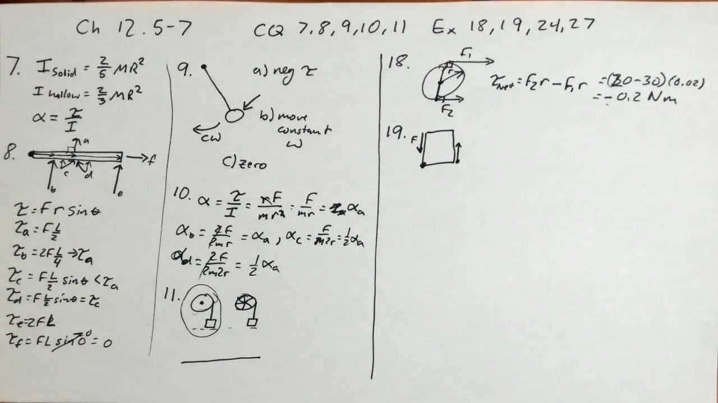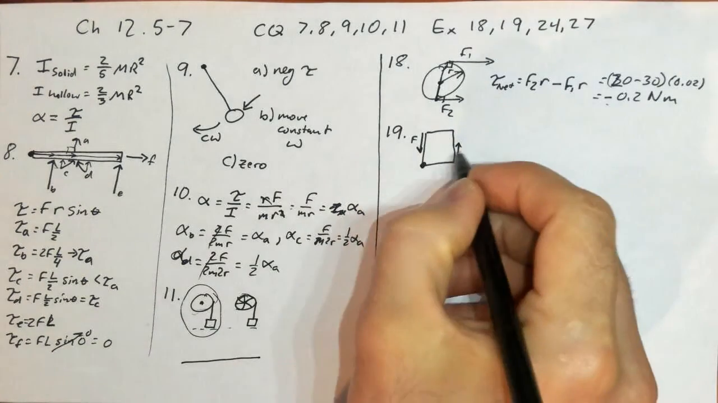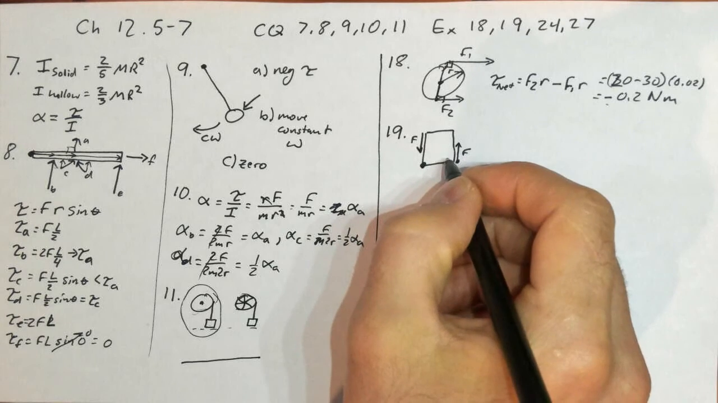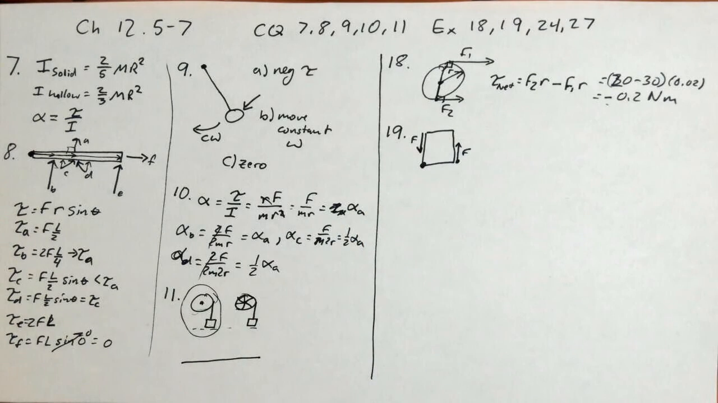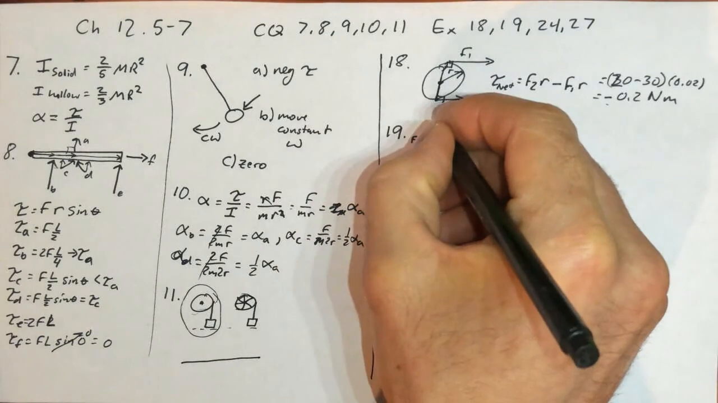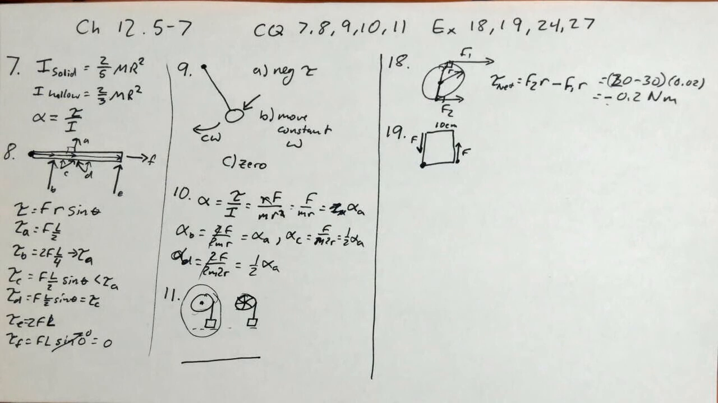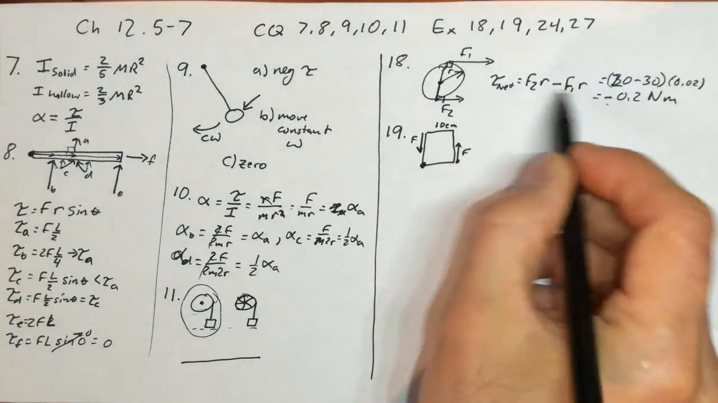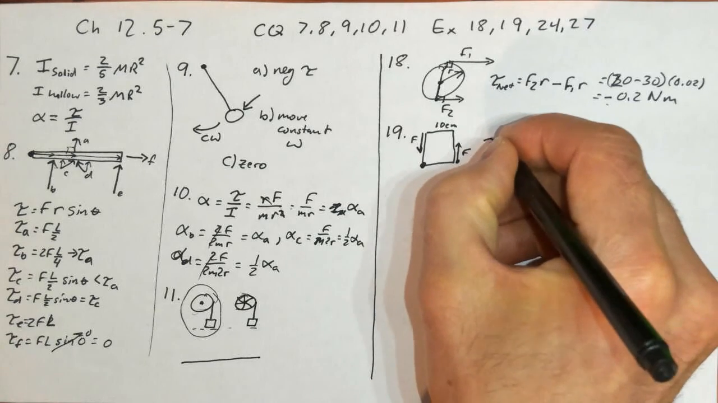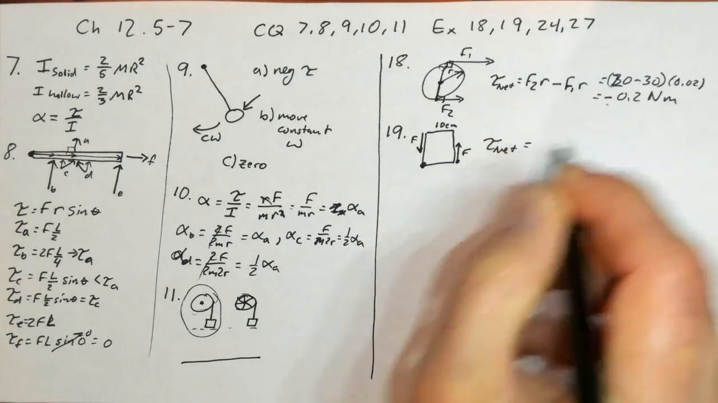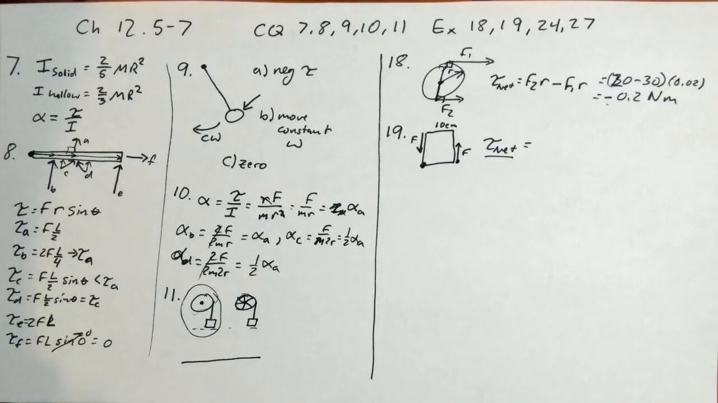Okay, here's number 19. So these forces are equal, and we're told that there is a net torque of 5 Newton meters. We're given that this is a square of 10 centimeters to the side. What is the size of the force that would cause that? Well, it's the same principle as this. We have a net torque. We know that number. We're told that that's 5 Newton meters.